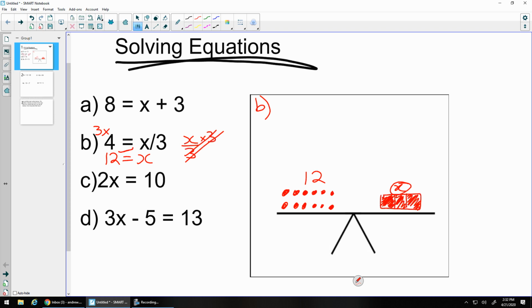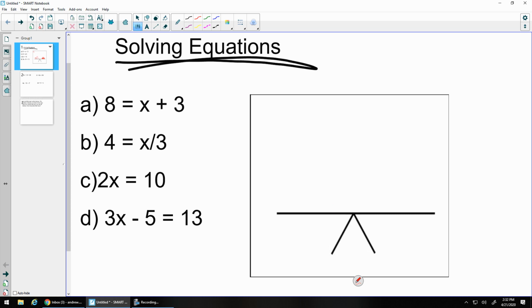I can put 12 back in for x there. 12 divided by 3 is equal to 4. That's how I know that my answer is correct. If you somehow got x is equal to 15, and you put 15 in place of x, well, 15 divided by 3 is equal to 5, not 4, so you know that your answer is wrong. So you always substitute it back in to check that your answer is right.